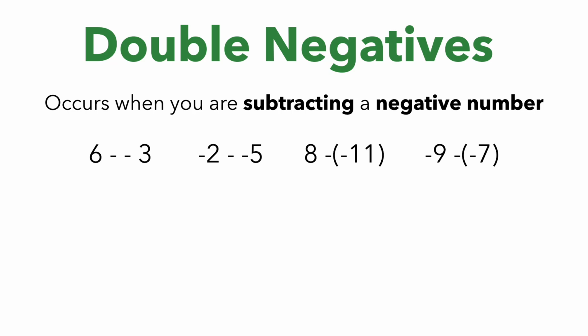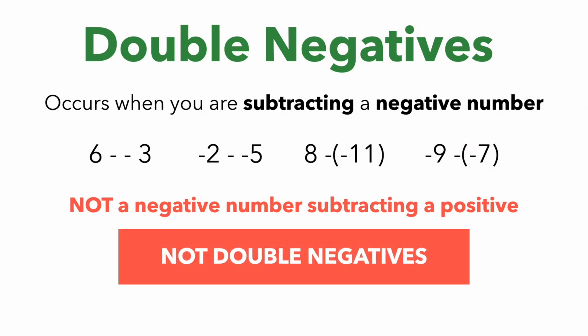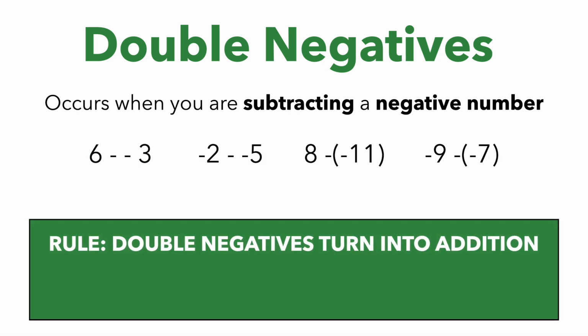One thing to note, and one point of confusion for some students, is double negatives are not a negative number subtracting a positive number. So they see 2 negatives and they think double negative, but it has to be subtracting a negative number. So if you have negative 6 minus 7, that is not a double negative because that's a negative subtracting a positive. If you have negative 25 minus 10, also not a double negative. Negative 1 minus 9, these are all not double negatives. So it's important to keep that in mind, what is not a double negative as well, so you don't get confused.